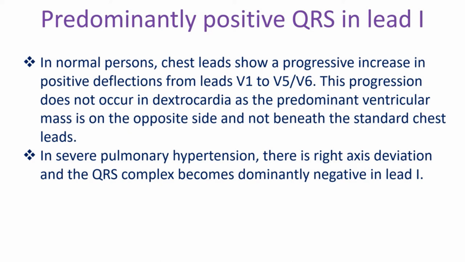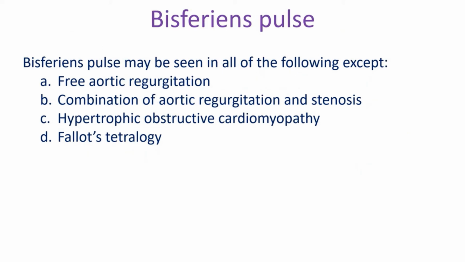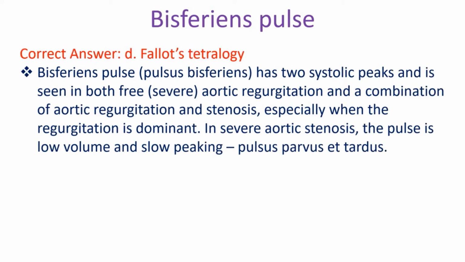Bisferiens pulse may be seen in all of the following except: A. Free aortic regurgitation, B. Combination of aortic regurgitation and stenosis, C. Hypertrophic obstructive cardiomyopathy, D. Tetralogy of Fallot. Correct answer: D.